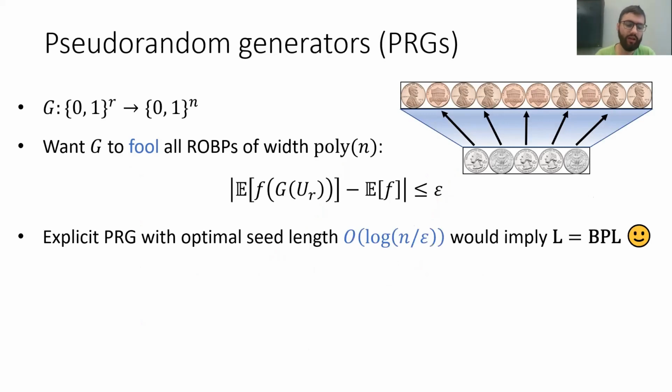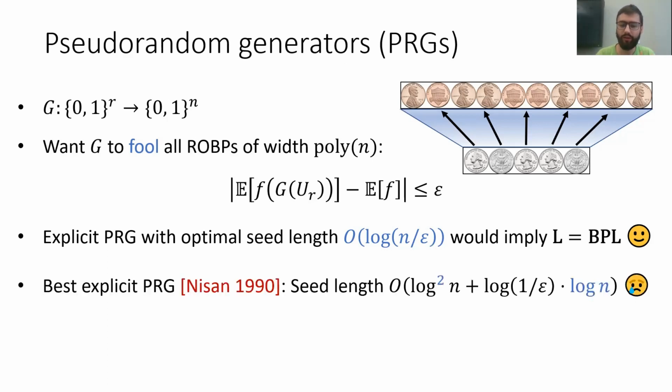Now, if we could design a log-space computable pseudorandom generator for this model with the optimal seed length, which is O(log(n/epsilon)), that would immediately imply a full derandomization of space-bounded computation. And in particular, it would imply L equals BPL. So far, we're not there yet, though. The state of the art is this construction by Nissan from three decades ago with seed length log squared n plus log(1/epsilon) times log n. So it's quadratically worse than what we want.